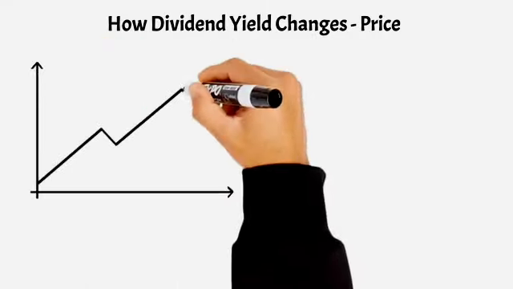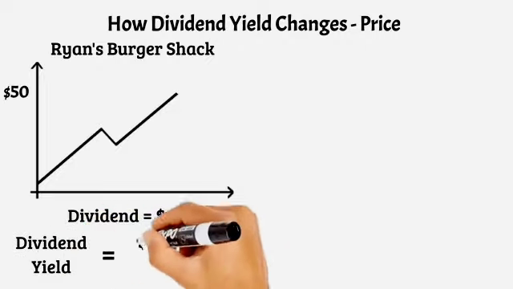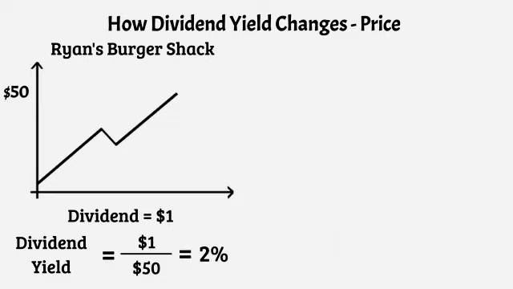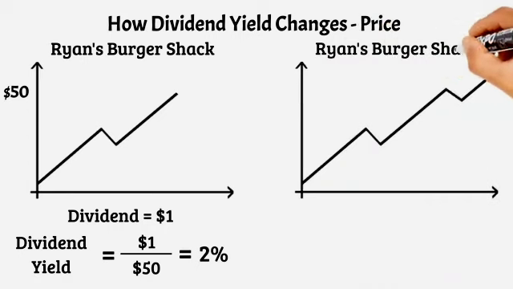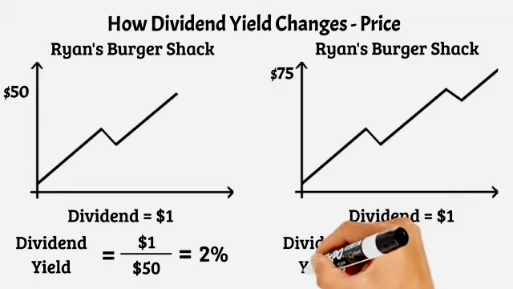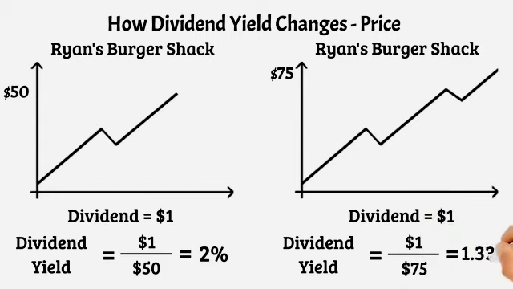Let's start by illustrating a simple example here where Ryan's Burger Shack currently has a price of $50 per share and pays a $1 dividend. Currently, the dividend yield will be 2% since $1 divided by $50 equals 2%. Let's say that over time, Ryan's Burger Shack does well and the stock price increases to $75 now. Remember that Ryan's Burger Shack still pays a $1 dividend, so let's find the yield now. $1 over $75 now equals 1.33%, so the dividend yield has decreased.